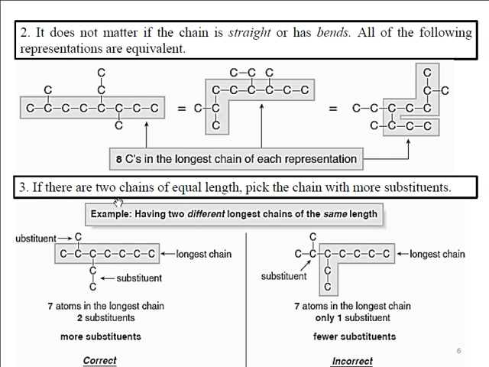If there are 2 chains of equal length, the same number of carbons, pick the chain with more substituents. Look, if you select this chain, how many substituents do we have? We have this methyl and ethyl. But if you select this chain, we have just one substituent. Is this one right, or this one? No, this one is correct. Why? Because this chain has more substituents, 2 substituents. Here it will be just 1 substituent. So the one with more substituents is correct.